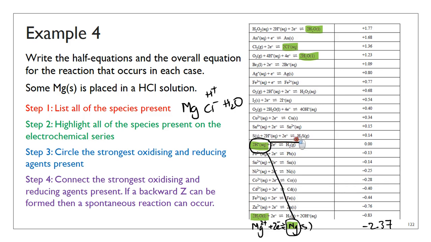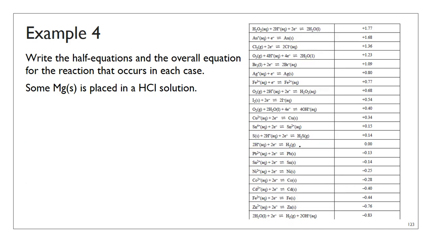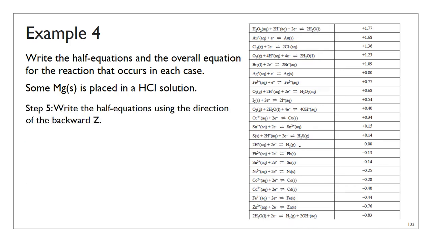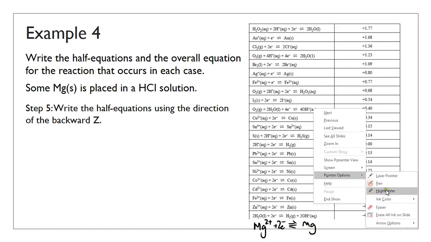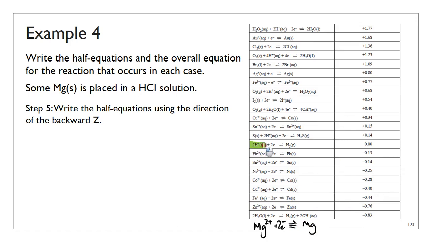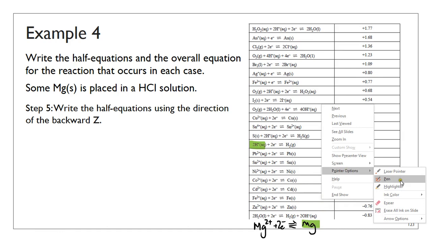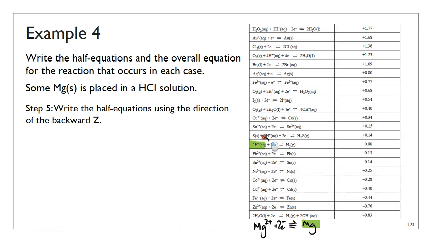handy, because this question doesn't just ask you to confirm that you have a spontaneous reaction, it asks you to write the equations as well. So there is a step 5, which is a little bit tricky because I do have to write this again. So Mg2+ plus 2 electrons going to Mg. All right, so let me just do the highlighting again, just so that you can see what I'm talking about. There are these two species that I know will react with each other. So there is H+, and then there is Mg.